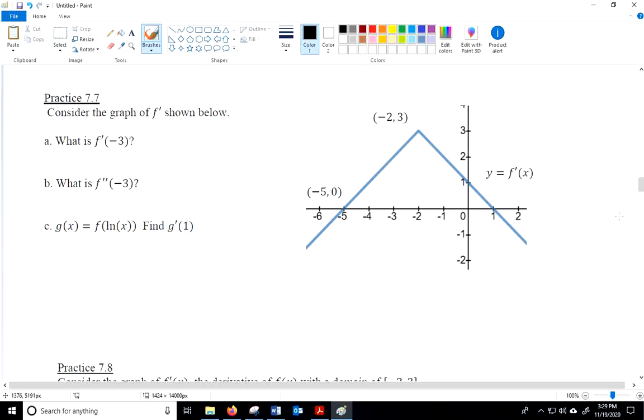All right, consider the graph of f prime. This is the graph of f prime, right? What is f prime of negative 3? Well, we could kind of guess. It definitely looks to be 2, but they gave us these points, so maybe we should actually do a little bit of linear analysis here. We should probably do, not linear, but linear extrapolation. Let's see if we can figure that out.